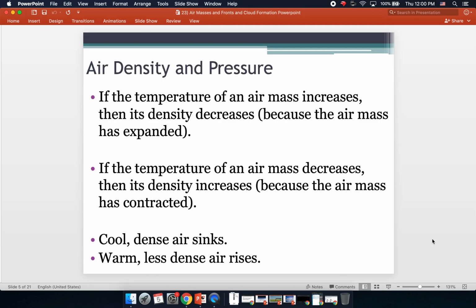All right, air density and pressure. If the temperature of an air mass increases, then its density decreases because that air mass has expanded. We've definitely talked about this before. If the temperature of an air mass decreases, if it gets colder, then its density increases because the air mass has contracted. Again, we've talked about that. So cool, dense air sinks, while warm, less dense air rises. This should not be new to us right now. This is kind of old news. We started talking about this on the first day of class.